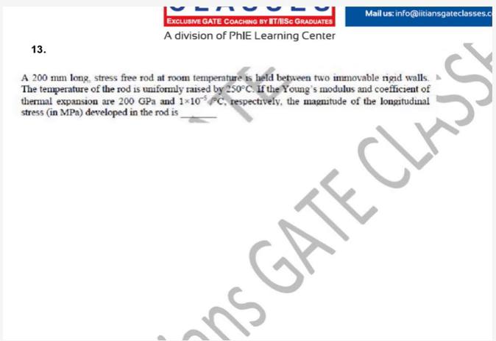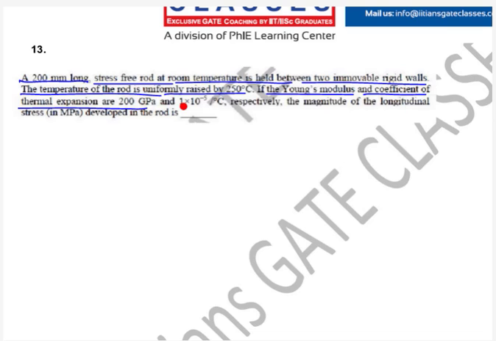What does the problem say? A 200 mm long stress-free rod at room temperature is held between two immovable rigid walls. The temperature of the rod is uniformly raised by 250 degree centigrade. If Young's modulus and coefficient of thermal expansion are 200 gigapascal and 1 into 10 to the power minus 5 per degree centigrade respectively, the magnitude of longitudinal stress developed in the rod is.